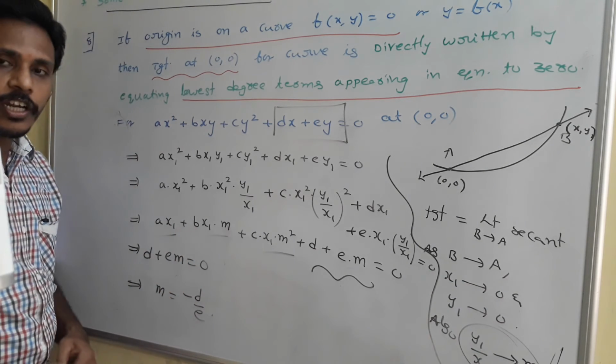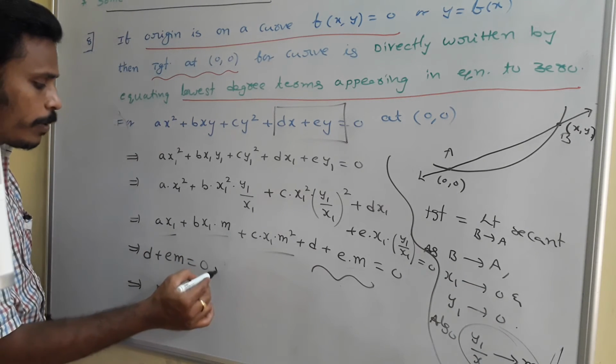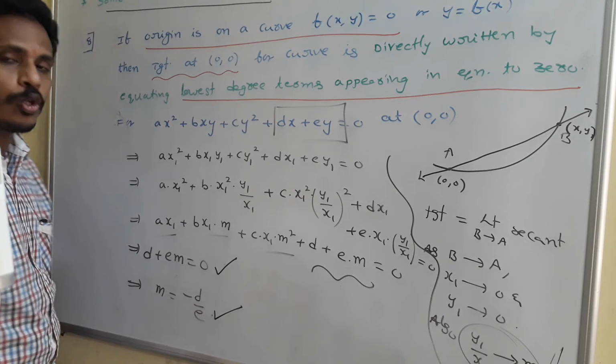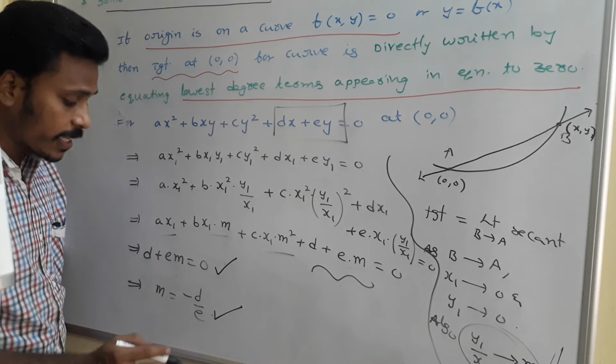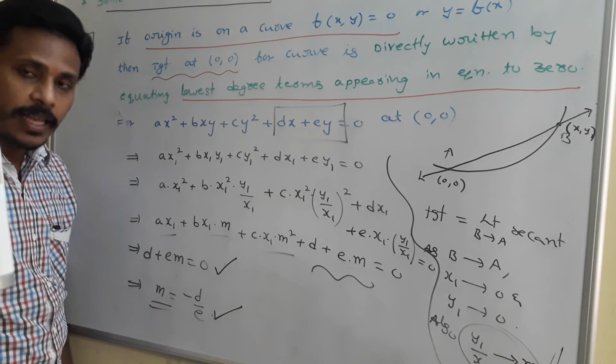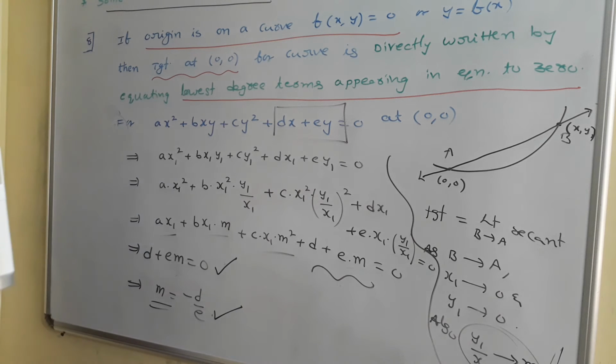As x1 tends to 0, clearly we will get d + em = 0, and m = -d/e. As I said, this m is the slope of the tangent, and the slope of the tangent for the curve at the origin is directly -d/e. This is one way of finding the slope of the tangent.